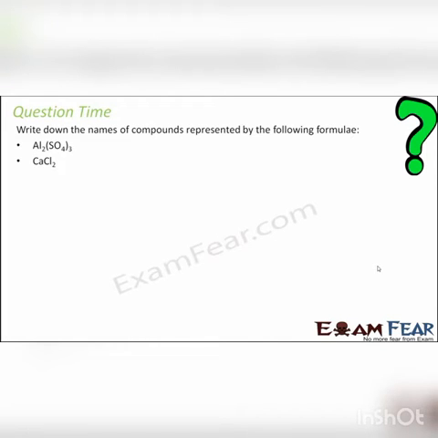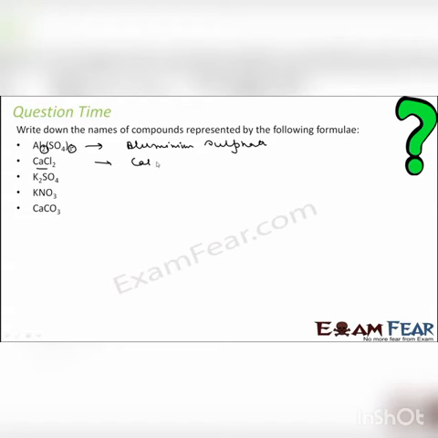Let's take some more examples. Let's write down the names of these compounds. Al2(SO4)3. We just wrote the chemical formula for this. Al is aluminium, and SO4 is sulfate. So you can just write aluminium sulfate. All these numbers you need not worry about. These are all taken care of by valency. Ca is calcium and Cl2 is chloride. Right? You need not worry about these numbers.